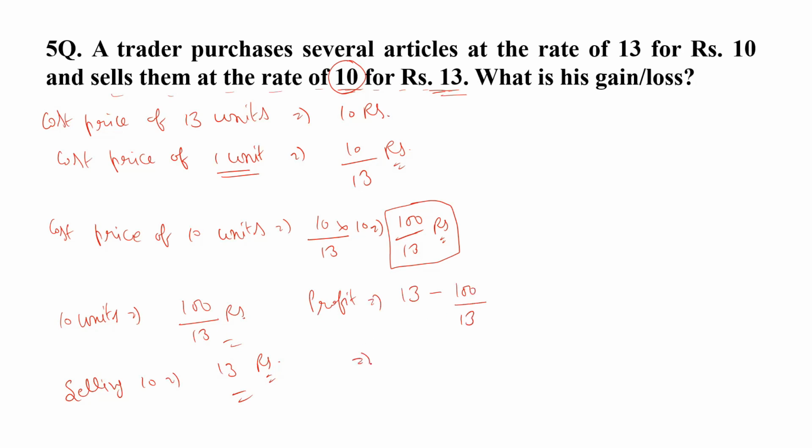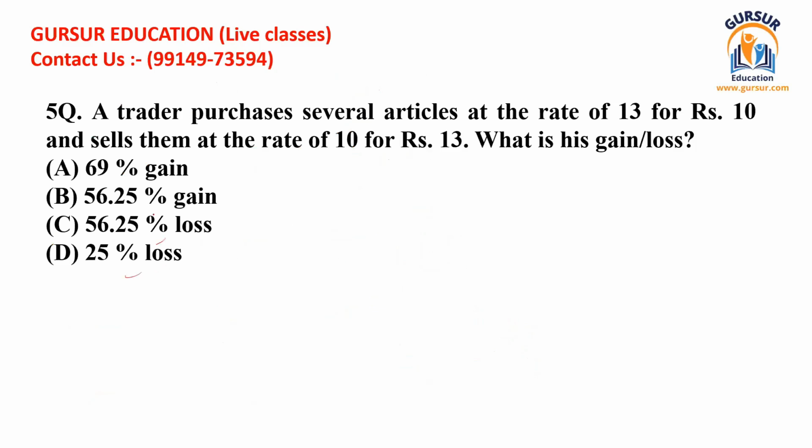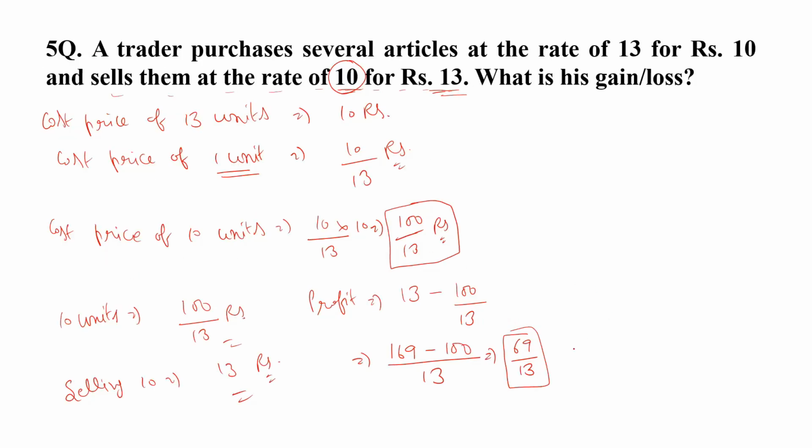If we reduce that, we know that there is a denominator. You just have to take the LCM of 13. If you take it here, you get the value of 169, and 100 should be subtracted from that, and 13 shall come at the denominator. And when you do that, you get the value of 69 divided by 13. That is your profit. Okay, but the question is asking the percentage profit. The total profit is 69 divided by 13.